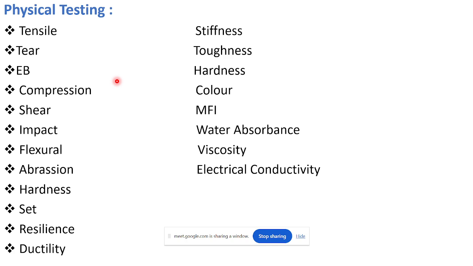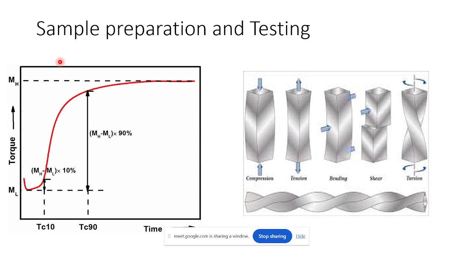You need very high tensile strength or shear strength for high end application. Now here the preparation of sample is very important, and for that you need to go through different international standards like ISO, ASTM or DIN standard, and also Indian standard, and sometimes different companies have their own standard. Based on that you need to prepare different testing samples.